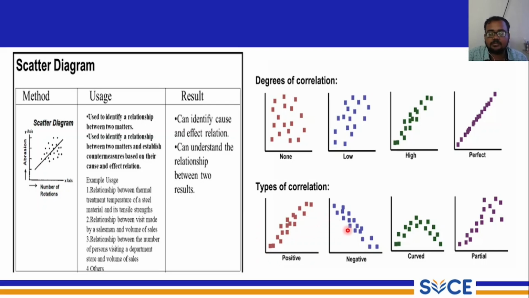Whereas this is a negative correlation, where for every increase in your independent variable, there is a decrease in your dependent variable, right? This kind of observation will tell you that there is a negative correlation between the two parameters you have chosen. And this is a partial correlation. This is a kind of curve correlation. It depends upon the type of data which you are using for your analysis, right?